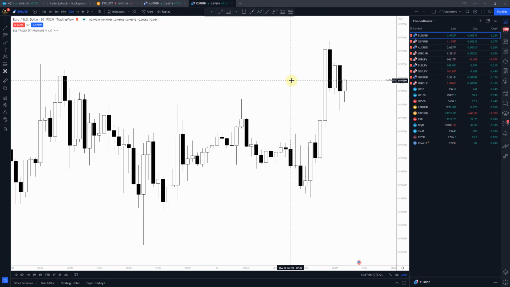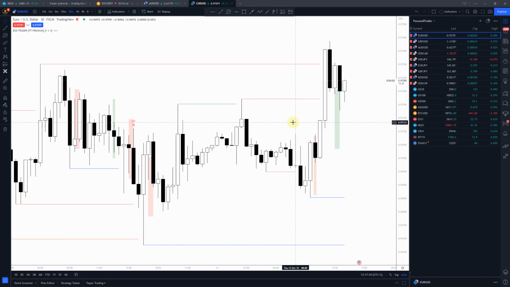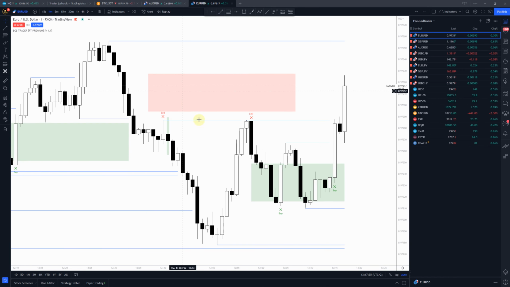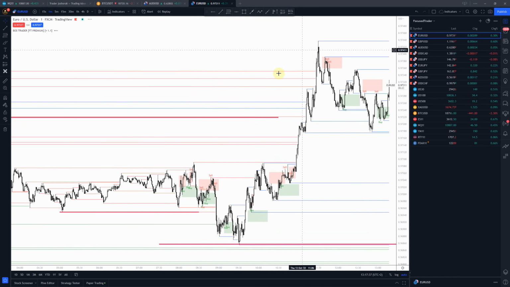So wait after it calculates, and let me draw some lines here. We could see this line on the low, and we could see, for example, this line. We don't see a line here, and we can see, for example, this line. Okay, and let me go back to 1 minute, and you see how many more liquidity lines you saw.